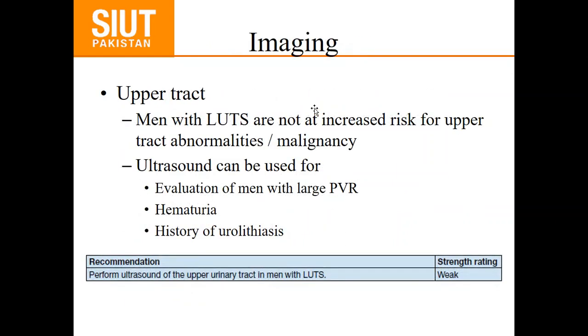The next step is imaging. So we image the upper tract in men with LUTS. Men with LUTS are usually not at increased risk of upper tract abnormalities or malignancy. It can be used for evaluation of men with large post-void residue to see any hydronephrosis or any vesico-ureteric reflux, in patients with hematuria, or in patients who have a history of urolithiasis and who have now presented with LUTS. So it is a weak recommendation to perform ultrasound of the upper urinary tract in men with lower urinary tract symptoms.